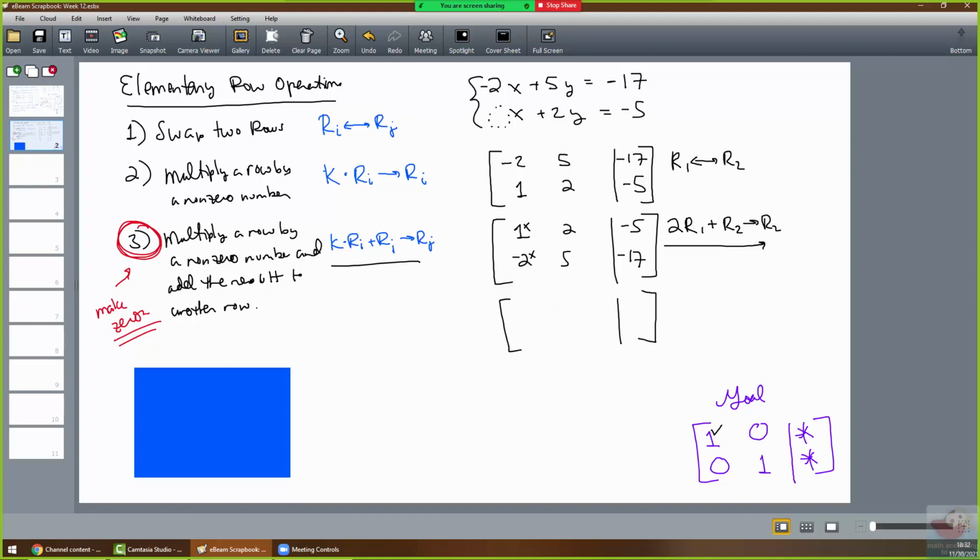Okay, off to the side, and please do this off to the side. I highly recommend you write stuff down, because if you do too much in your head, you might forget a negative sign, you might throw in a negative sign, and there goes the whole problem. Off to the side, let's write down what 2 times row 1 looks like. So if I multiply the first row by 2 off to the side, we would get 2, 4, negative 10.